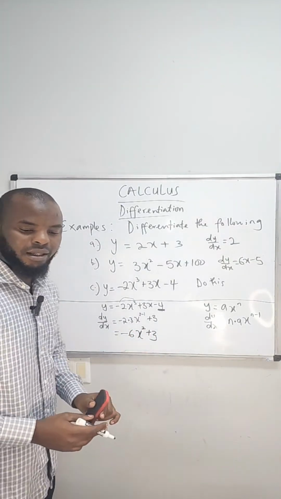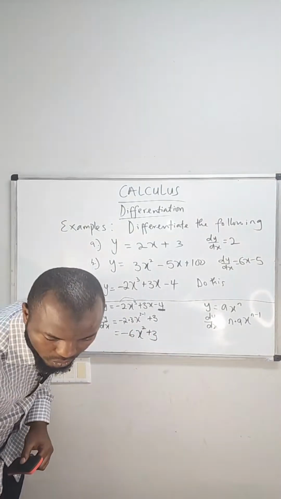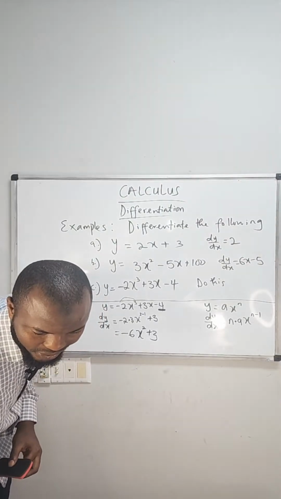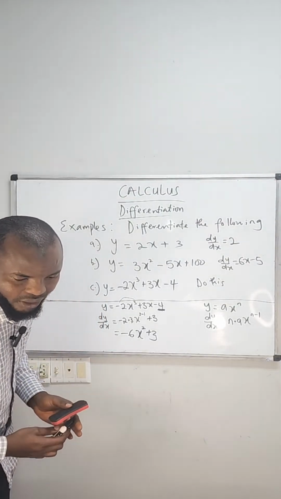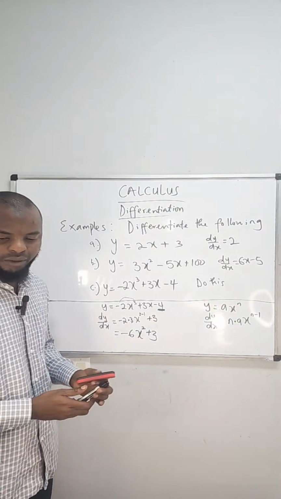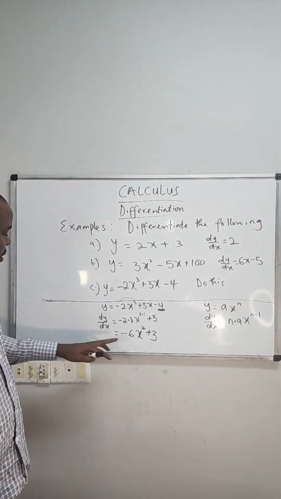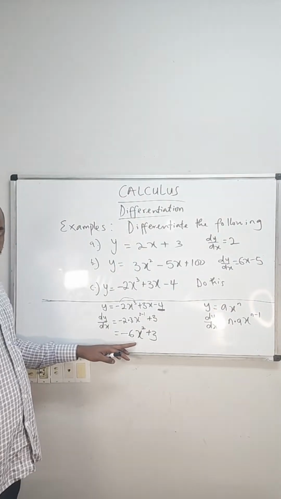So this is the answer. Yeah, you got it, Mustafa. You got it right. That makes sense. So it's negative 6x squared plus 3.